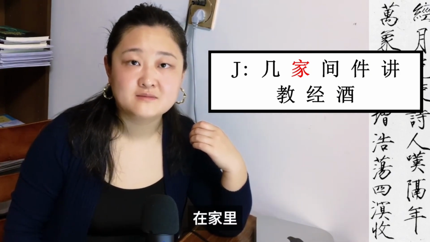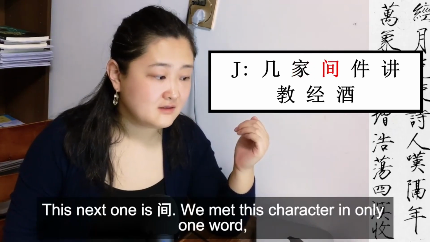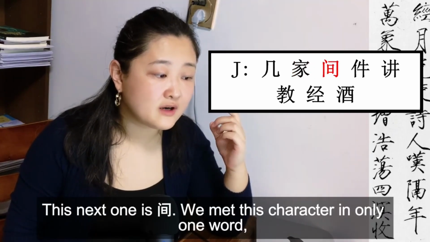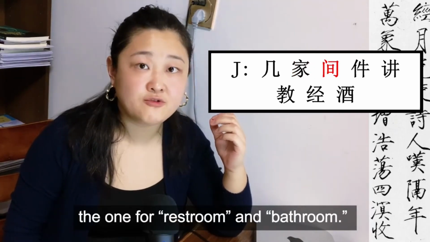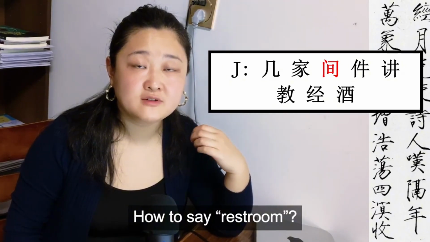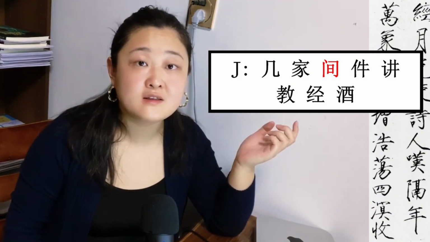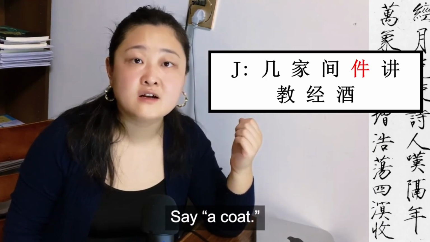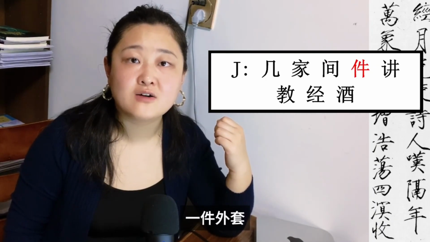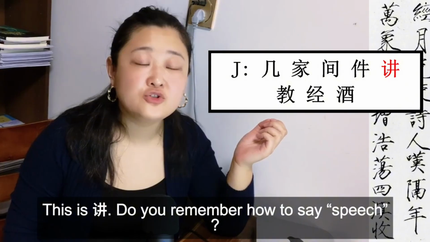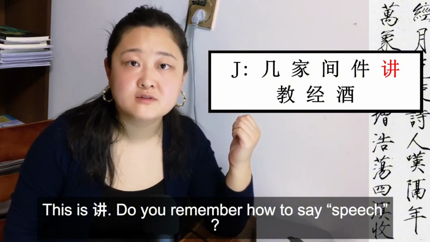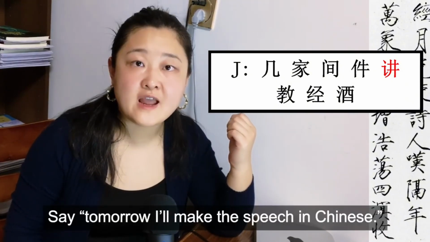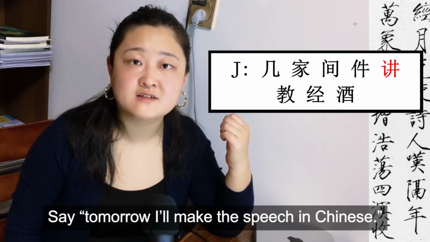Say in the house. 在家里 This next one is 间 We met this character in only one word, the one for restroom and bathroom. How to say restroom? 洗手间 This is 件 the measure word for coat. Say a coat. 一件外套 This is 讲 Do you remember how to say speech? 演讲 Say tomorrow I'll make the speech in Chinese.